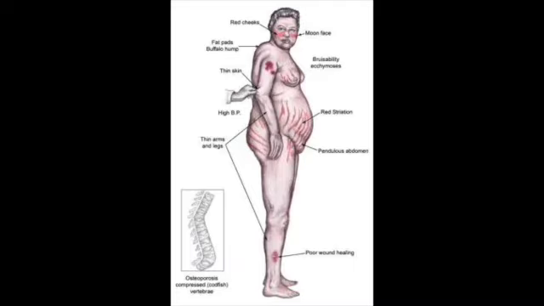You'll have acanthosis nigricans, which is epidermal hyperplasia and thickening of the skin, especially around the neck and armpits with hyperinsulinemia. Androgen excess, like hirsutism, oily skin, and acne, and also hypertension.